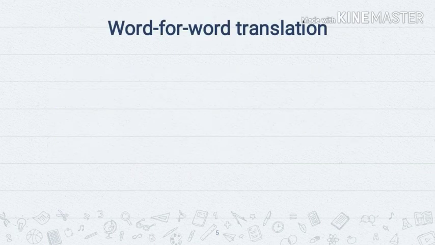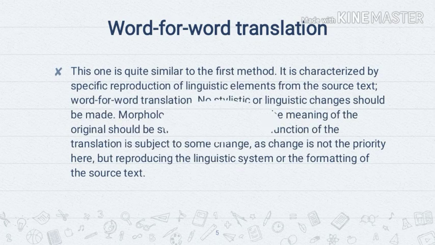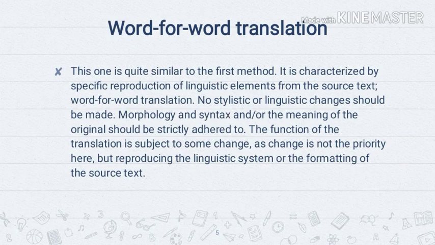Second is word-for-word translation. This one is quite similar to the first method. It is characterized by specific reproduction of linguistic elements from the source text. No stylistic or linguistic change should be made. Morphology and syntax and/or the meaning of the original should be strictly adhered to. The function of the translation is subject to some change, as meaning is not the priority here, but reproducing the linguistic system or the formatting of the source text.